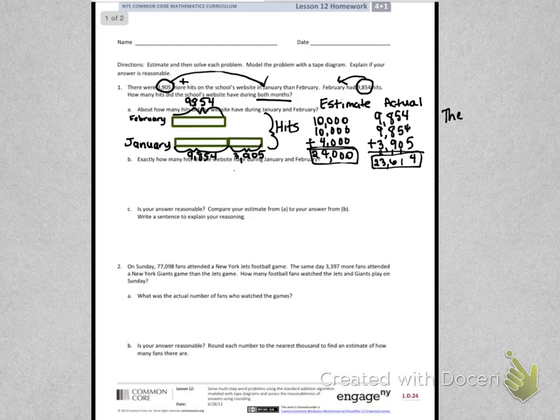The website had exactly 23,613 hits. We have covered part A of this problem and part B, because part A asked us about how many hits, that's our estimation, and part B asked us exactly how many hits. So the exact amount is 23,614.